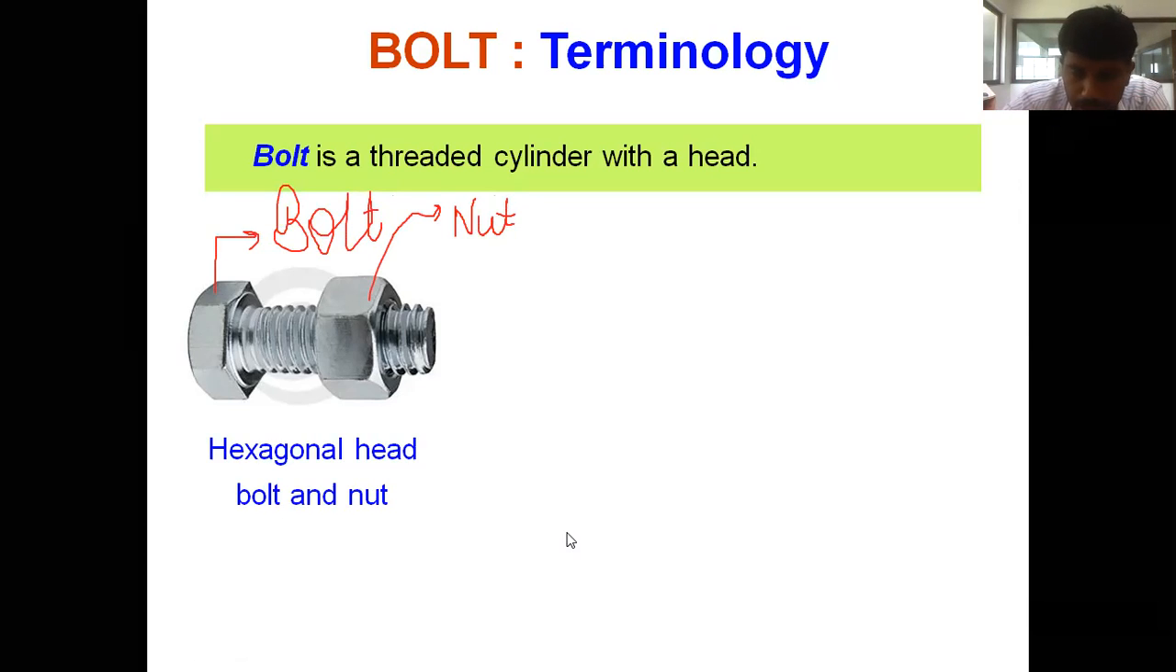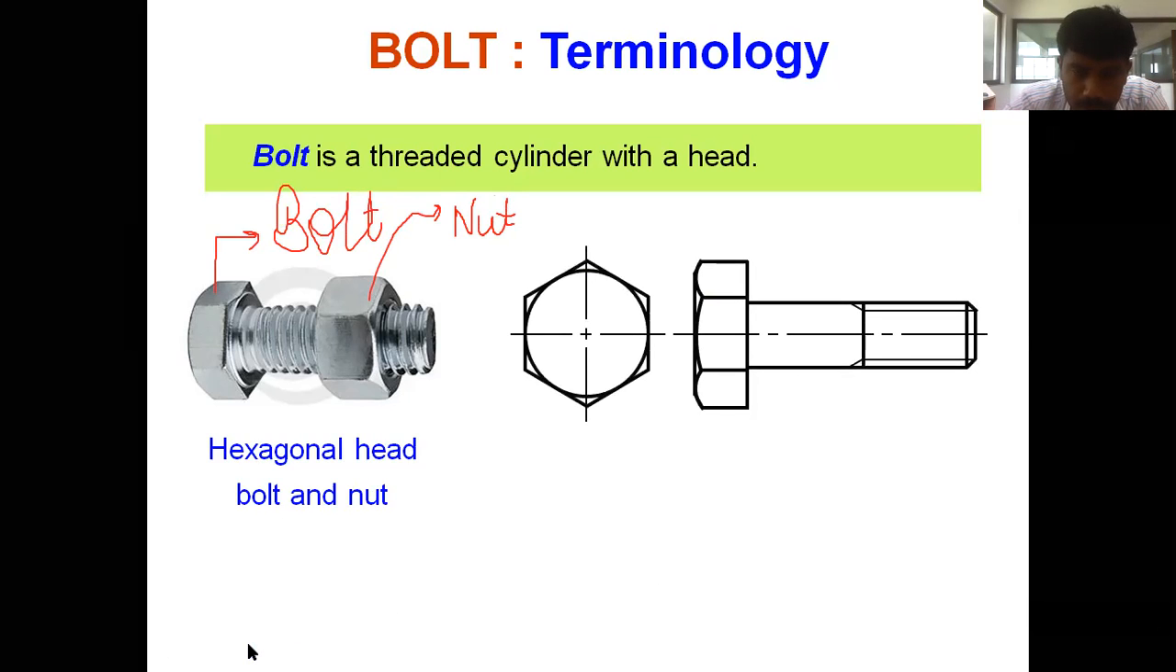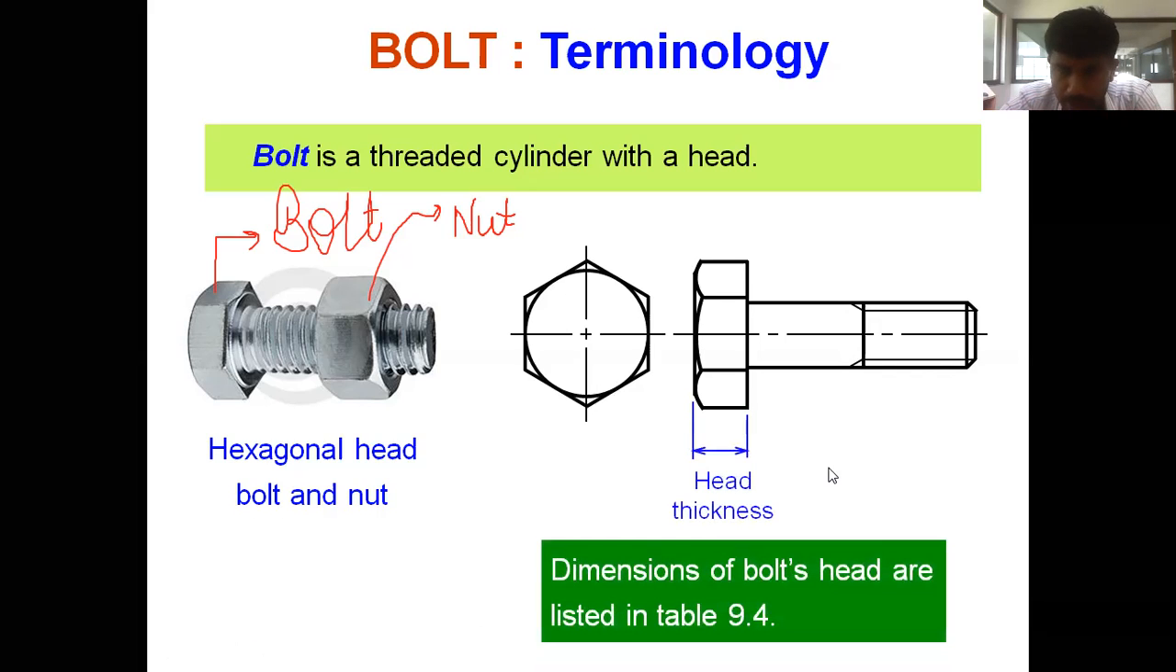Next we'll see the side view, how it looks. The dimensions of the bolt head are listed in Table 9.4. Head thickness: what the bolt head thickness should be, and it should be a hexagonal shape. A hexagonal-headed bolt and nut.